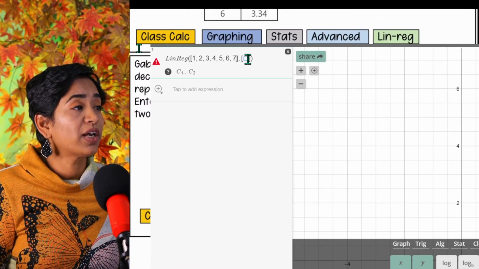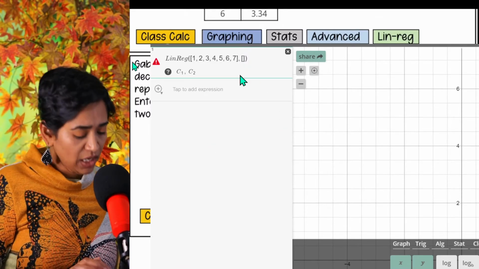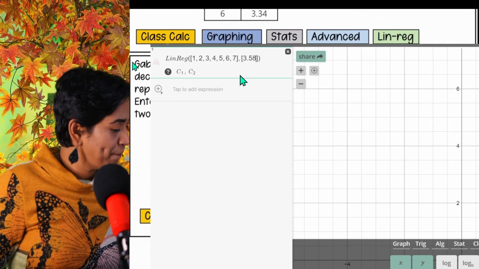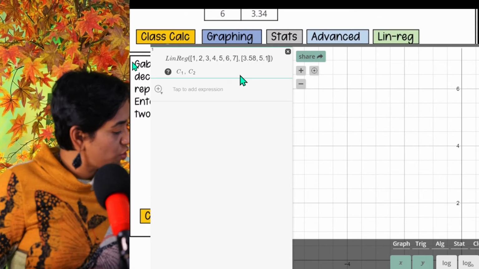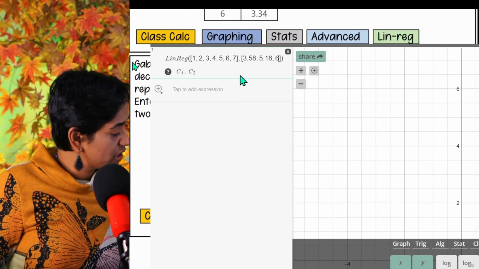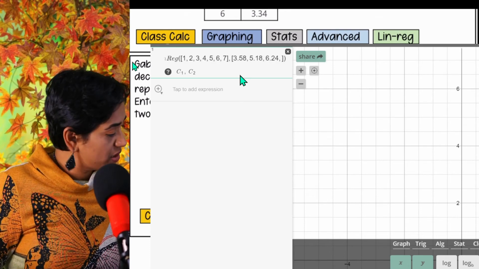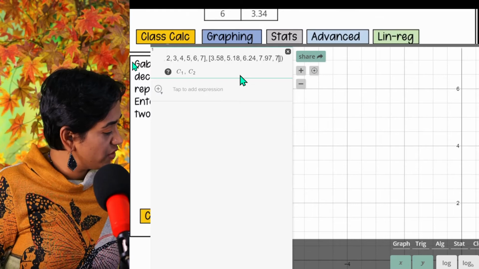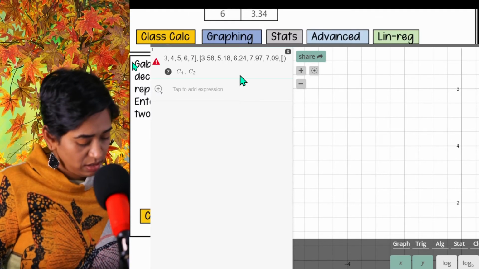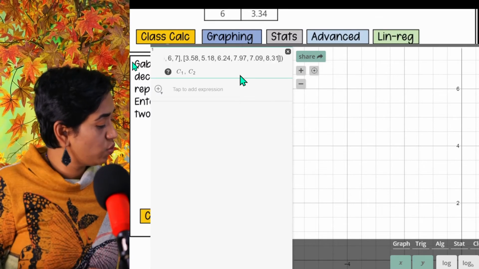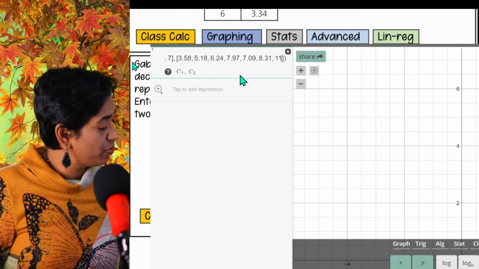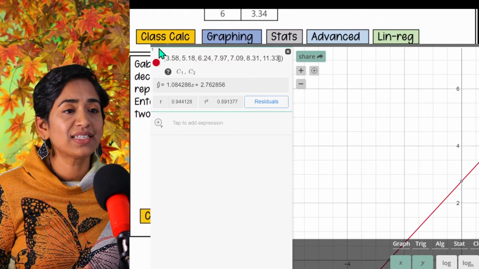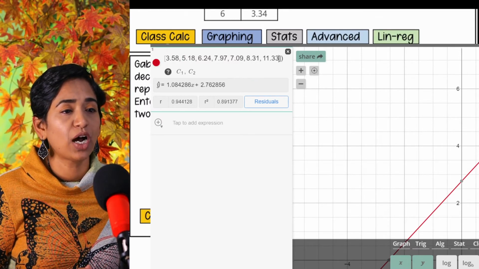I'm going to go ahead and plug in my y values, which are 3.58, 5.18, 6.24, 7.97, 7.09, 8.31, and 11.33. There you go. As soon as I do that, I want to show you how the graph looks.